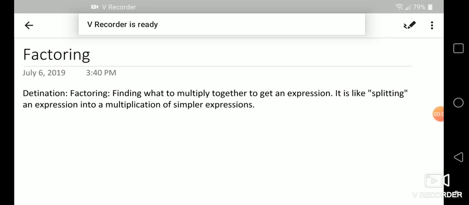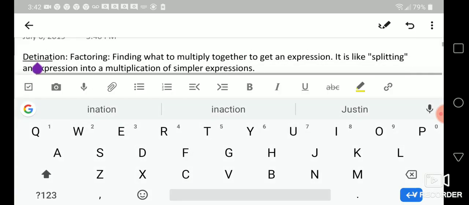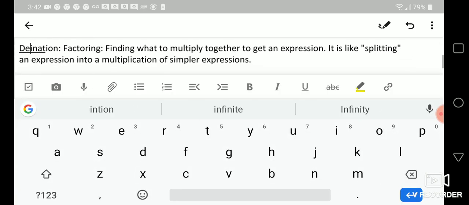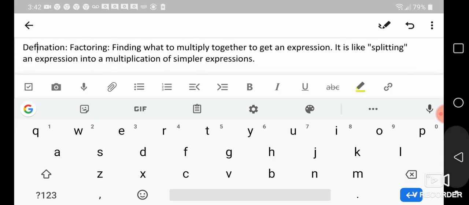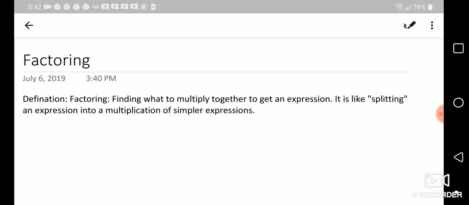Today we are going to learn about factoring, and like every time we are going to look into the definition. First, I have a typo in here, so it's going to be definition. Okay, awesome. All right, so what is factoring? Factoring is finding what to multiply together to get an expression. It is like splitting an expression into multiplication of simpler expressions, or we could say what is common between the expressions or the variables or the numbers.